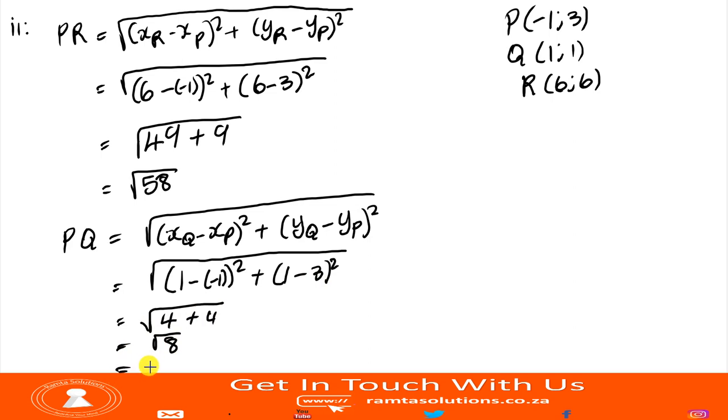Your calculator simplifies this to 2 root 2, guys. Happy? So this is PQ.